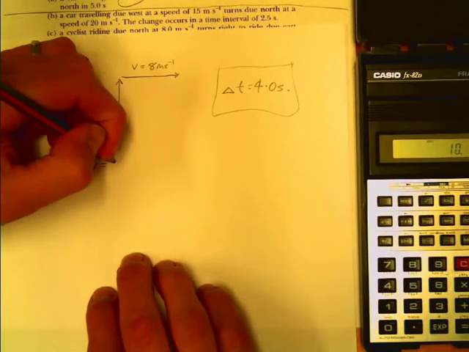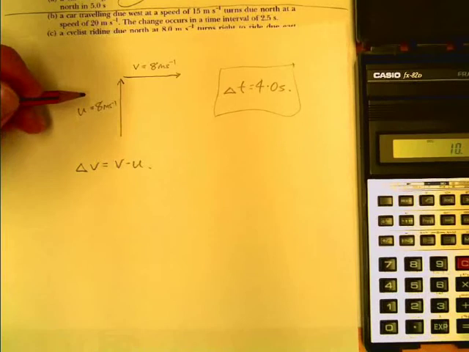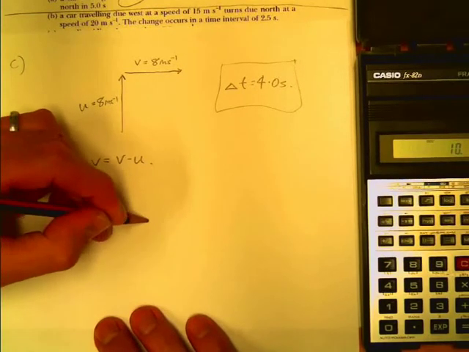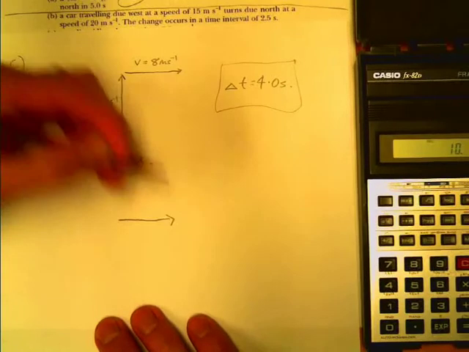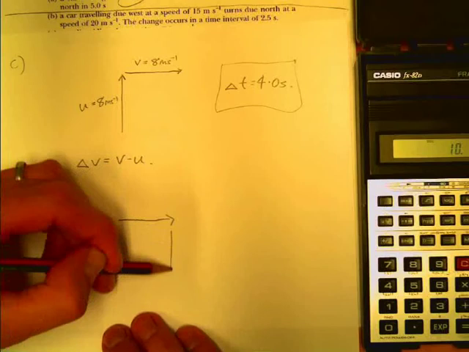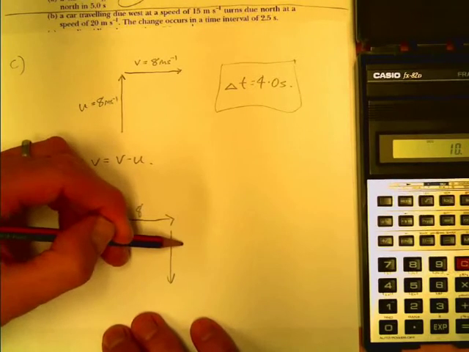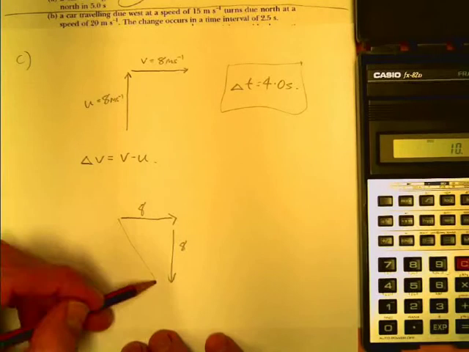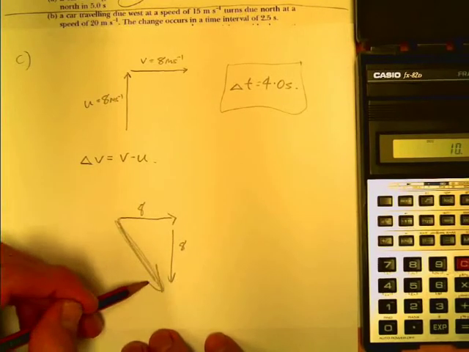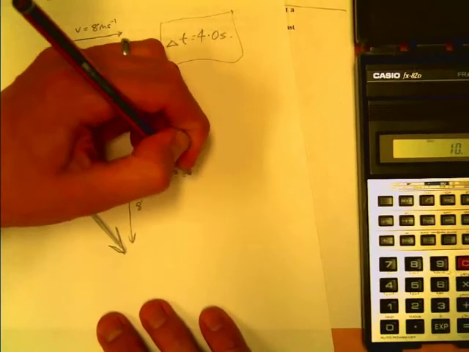So, delta V equals final velocity minus initial velocity. So, final velocity minus initial, so we switch the direction. We do them in order. Final velocity minus initial velocity. And our resultant goes from the tail of the first to the head of the second. This is our resultant vector here.